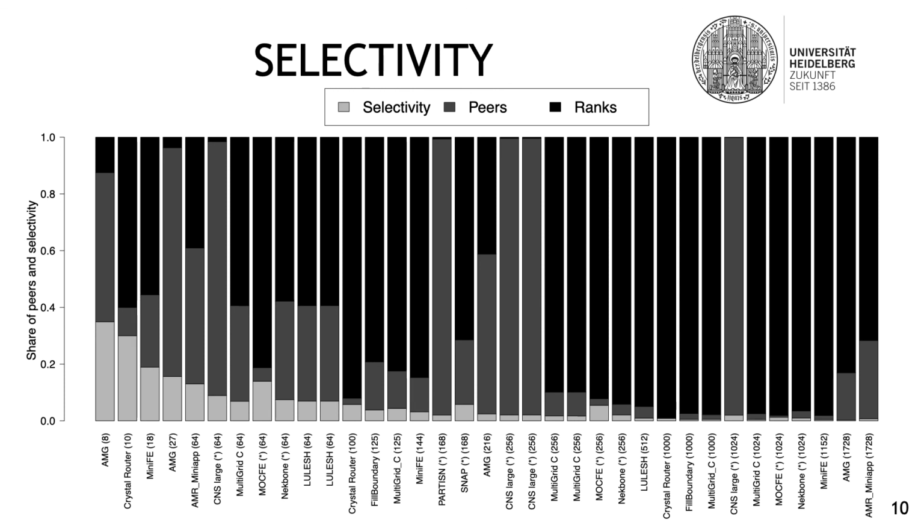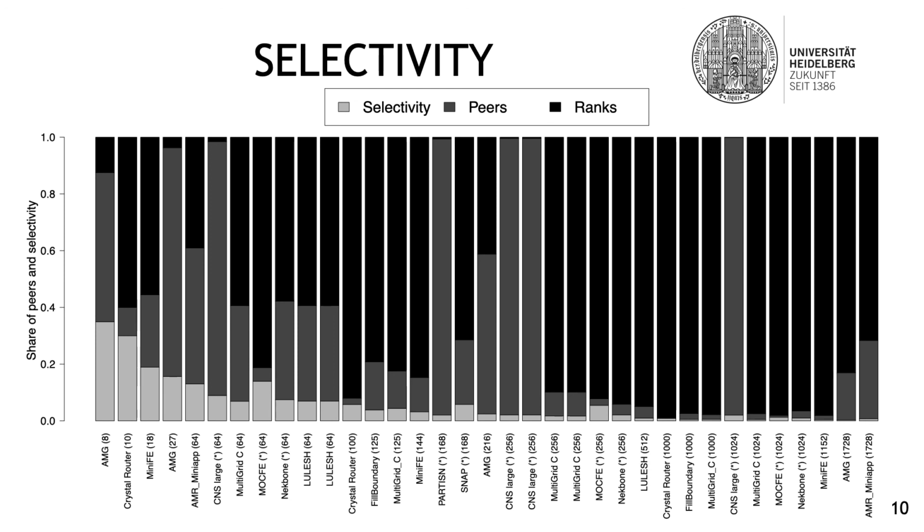Here in this plot you can see the selectivity and the number of peers for all studied applications that rely on point-to-point communication. On the x-axis, the applications are sorted by the number of ranks, so most applications appear multiple times at different scales. The colors in these bars indicate the share of selectivity in light gray, the number of peers in dark gray, and the number of ranks that do not participate in the communication in black.